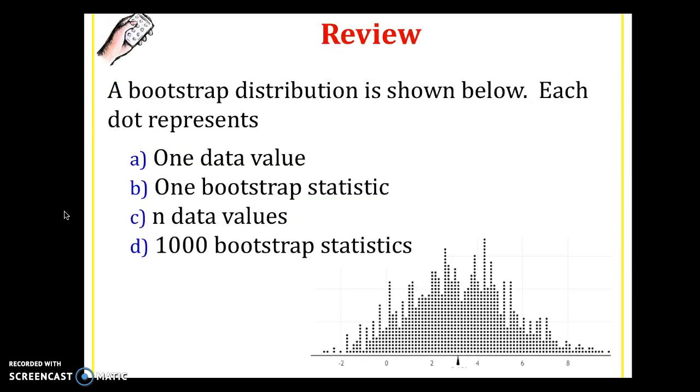Okay, so let's begin. So first, a review. A bootstrap distribution is shown below right here. We got a bootstrap sampling distribution. What does each dot represent? Is it one data point, one bootstrap statistic, n data values, or 1,000 bootstrap statistics? I hope you remember this from the last couple of classes or sections. That is one bootstrap statistic. So each of these dots comes from a bootstrap sample, and they plot the statistic, whether it's a p-hat proportion or a mean or a correlation.